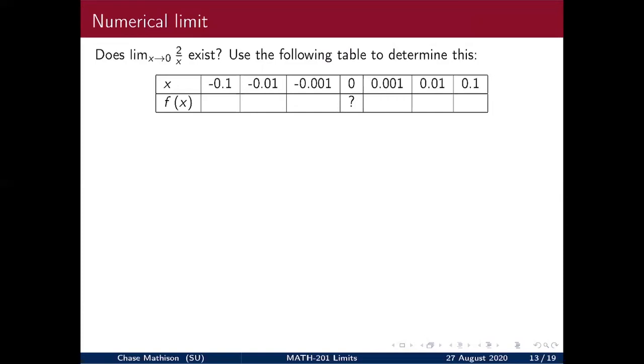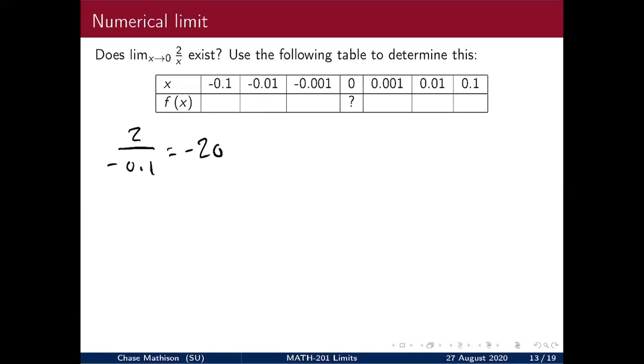So for x equals minus 0.1, because again, we need to look at this from both sides, as x approaches 0 from the left. So 2 over negative 0.1, well, 1 over negative 0.1, that's negative 10, right? So this is negative 20.